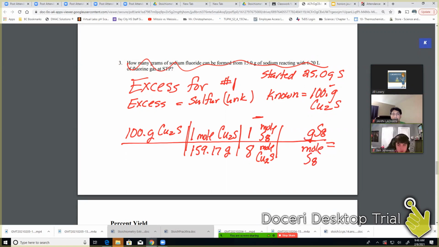I do see a gram. So this is where I'd have to figure out the molar, or I would have already figured the molar mass of sulfur. I have 8 sulfur atoms. So it's 256.56 grams per one mole.